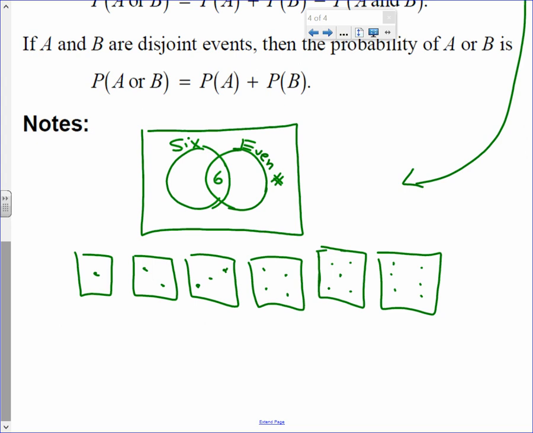Now, that takes care of my left circle. What about the right circle? How many numbers are even? Well, this one, and this one. This one, the 6, is already mentioned. It's already in the right circle, the right category. Now I'm going to mention the 2, and I'm going to mention the 4.